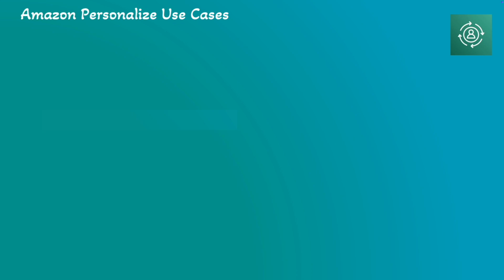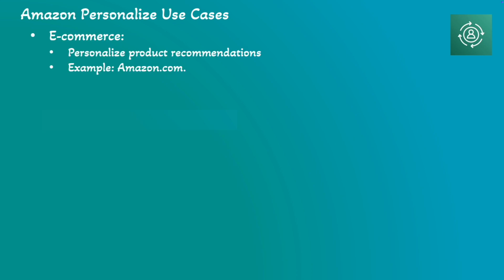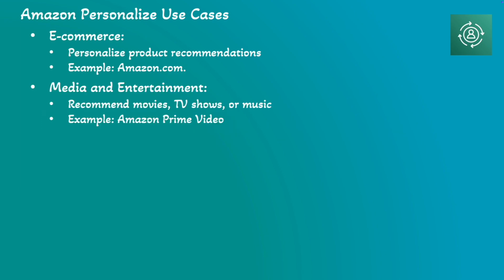Let's review Amazon Personalize use cases. To start with e-commerce, Amazon Personalize provides personalized product recommendations to increase sales and customer satisfaction. One example could be Amazon.com, and we have seen that in action. For media and entertainment, it can recommend movies, TV shows, or music based on users' preference or view history. Examples could be Amazon Prime and Netflix.